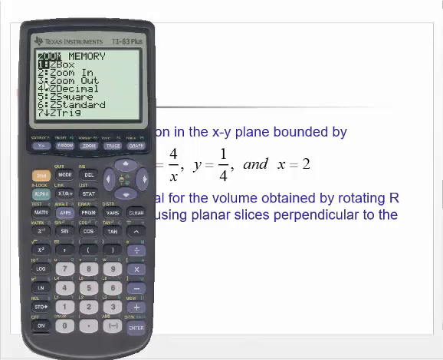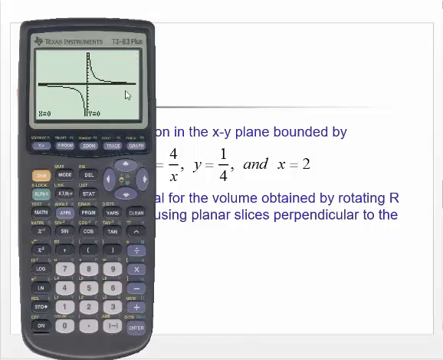Let me zoom out. Sometimes you have to play with this a little to get a good idea. But you can see that the top radius here is going to be 4 over x. The bottom radius is going to be 1/4. Our one bound of integration is going to be x is equal to 2, but then we need the other one here.